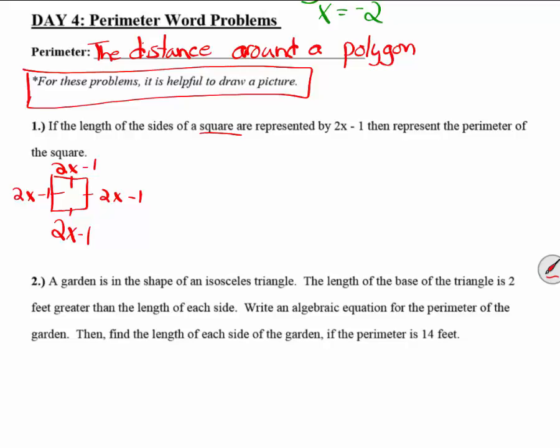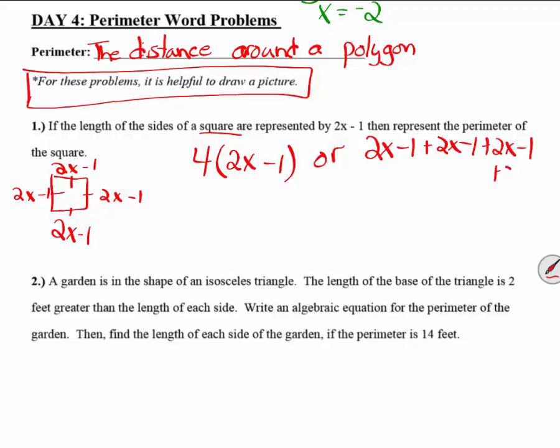So if I add up all of my like terms, a couple of ways you could do it. You could do it as 4 times 2x minus 1, because there's 4 sides all the same. Or you could write it as 2x minus 1 plus 2x minus 1 plus 2x minus 1 plus 2x minus 1. Either way, if we simplify this, it's 8x minus 4. Either way.